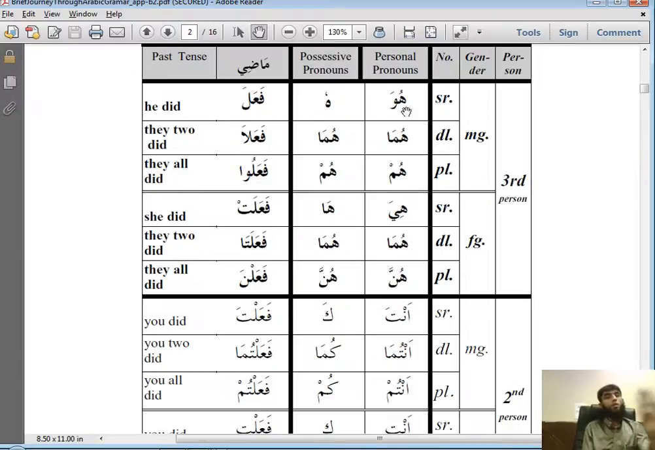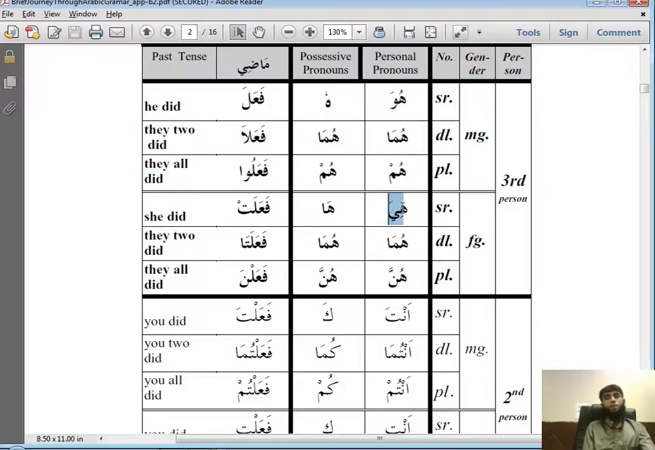Like we say qul huwallahu ahad, and we say rabbuhu, his Rabb. And we use hu for him as well. And huma is they two, and this huma is them two, or their two. And hum, they, sorry, this hum is they. Okay, this is they and this is them or theirs. So look, this is all third person, singular, dual, and plural, and males.